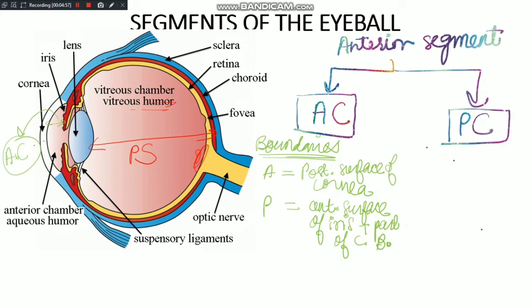Both the anterior chamber and the posterior chamber are filled with aqueous humor. And what is the quantity of aqueous humor in the anterior chamber? It is 0.25 ml.